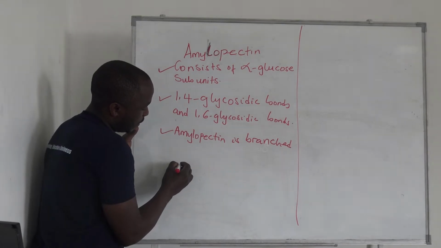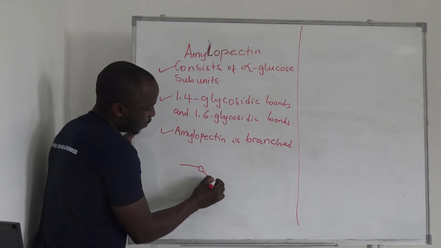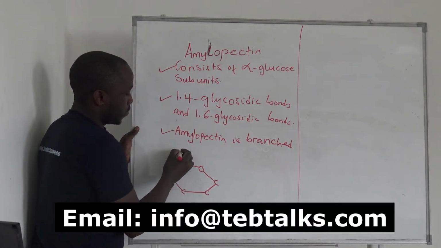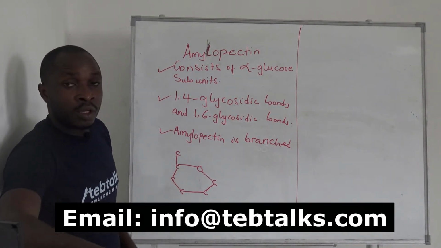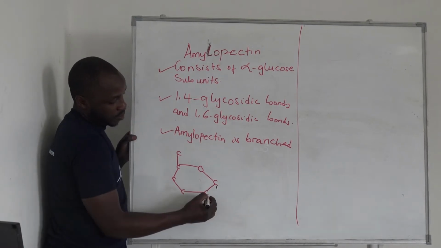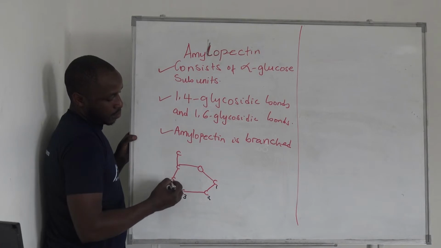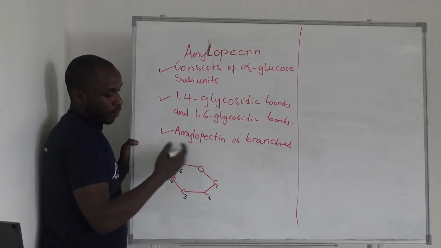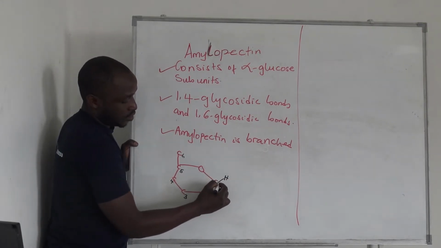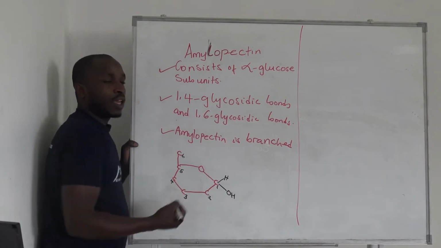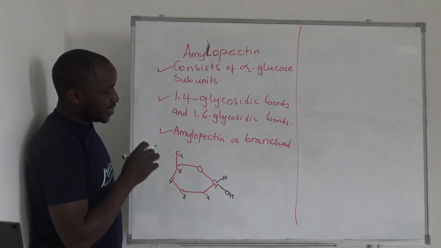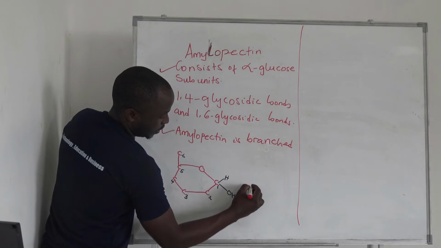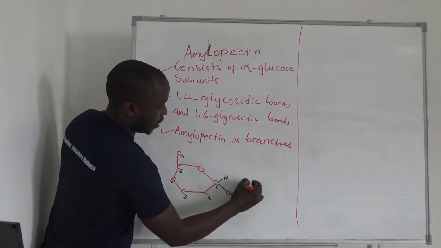So amylopectin, this is our alpha glucose. This is carbon atom number 1, carbon atom number 2, carbon atom number 3, number 4, number 5, number 6. So this is our alpha glucose. We just say that is H or H. The others, we don't take note of them at large. How does the branch arise? The 1,4-glycosidic bond, as we saw, is between carbon atom number 1 and carbon atom number 4 on the other side.